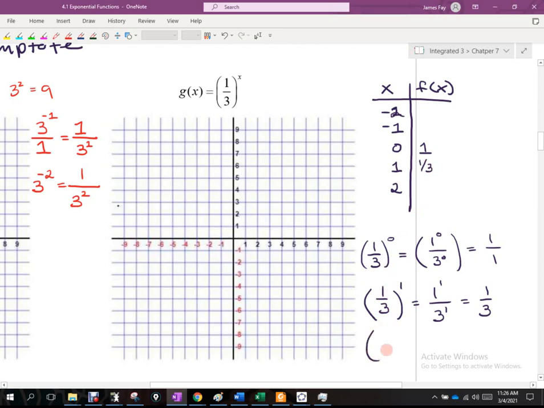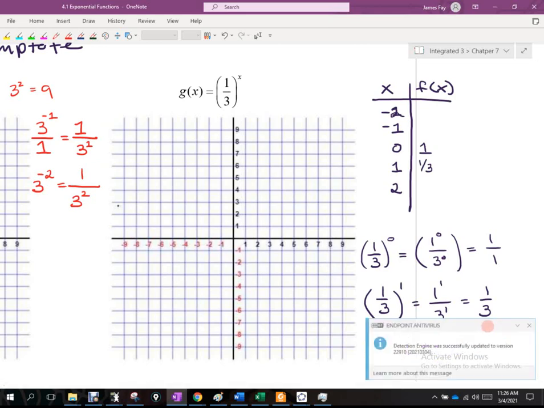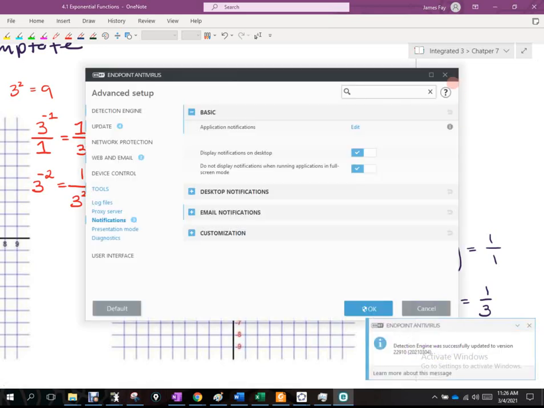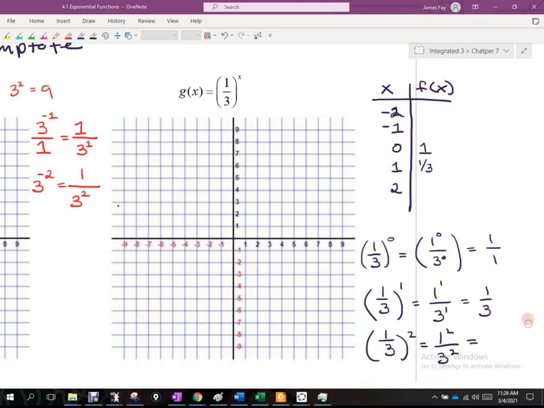Let's try it when x is 2. That gives me 1 squared over 3 squared. What's 1 squared? 1. What is 3 squared? 9. So I get 1/9. Is everybody okay with that? Let's do it with the negative values.